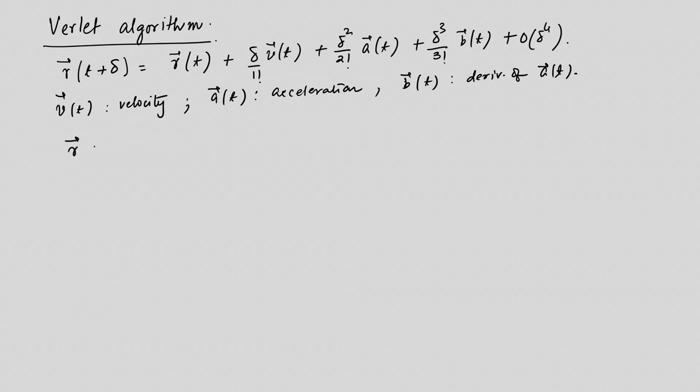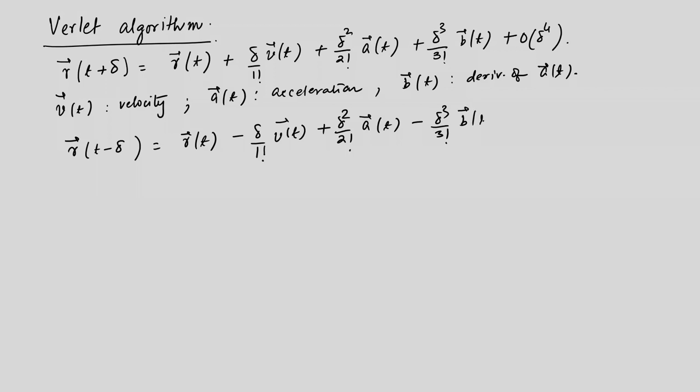So, again the r at t minus delta can also be written down, which is r of t minus delta by 1 factorial v of t, plus delta square by 2 factorial a of t, minus delta cube by 3 factorial b of t, and plus order delta to the power 4. Now, let us call these a and b, because this is not the equation that we are looking for.